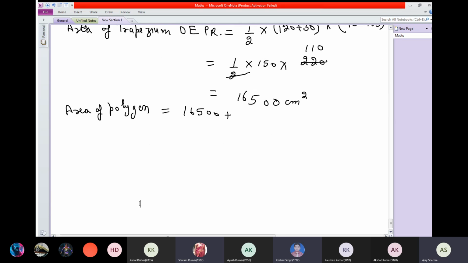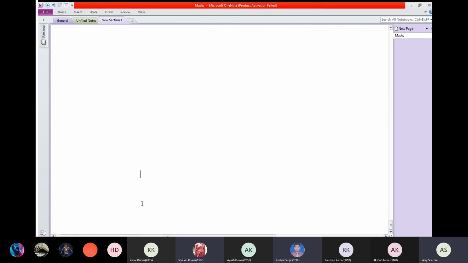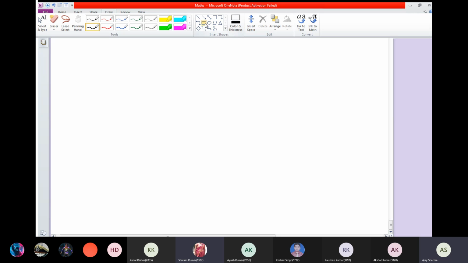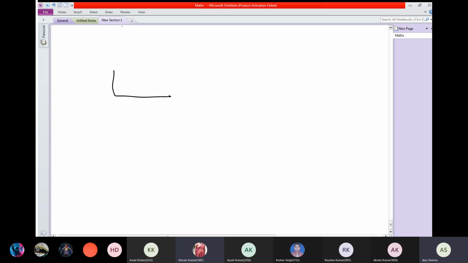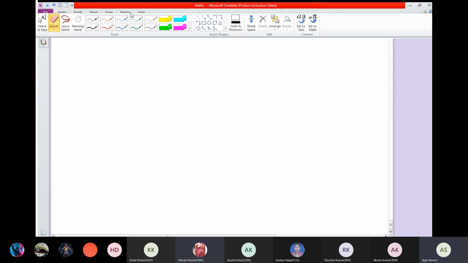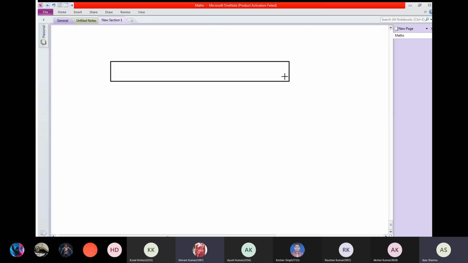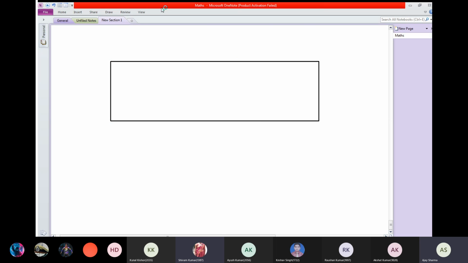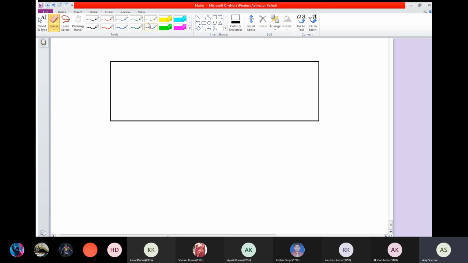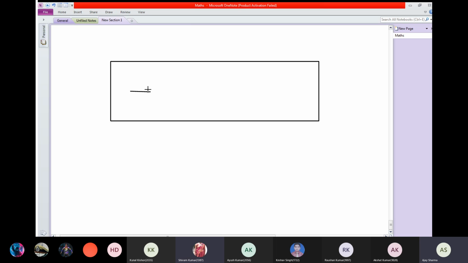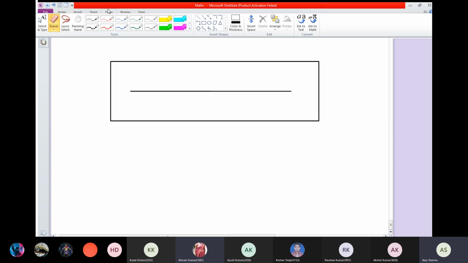Find the area of the shaded region of the given figure. Anyone can tell me how we can find it? Sir, firstly we have to find the area of the rectangle, 20 centimeter into 40 centimeter. Then we have to find the area of these two triangles. Then we have to subtract: area of rectangle minus area of triangles. Okay, that's okay. Then we get the answer.